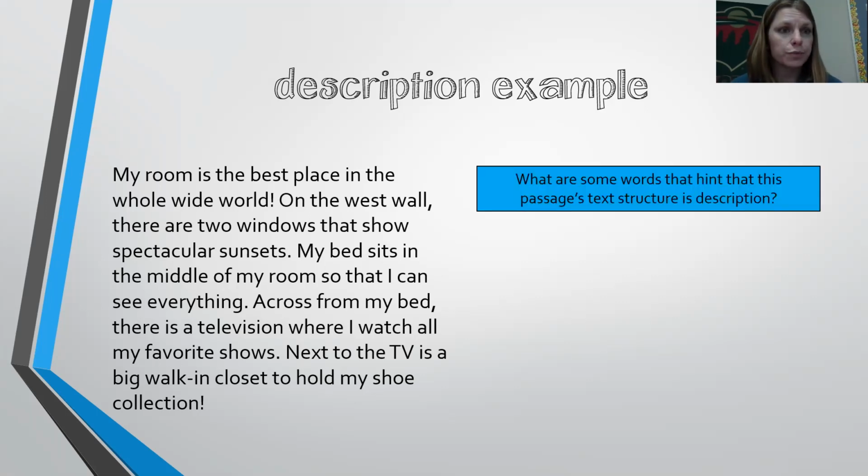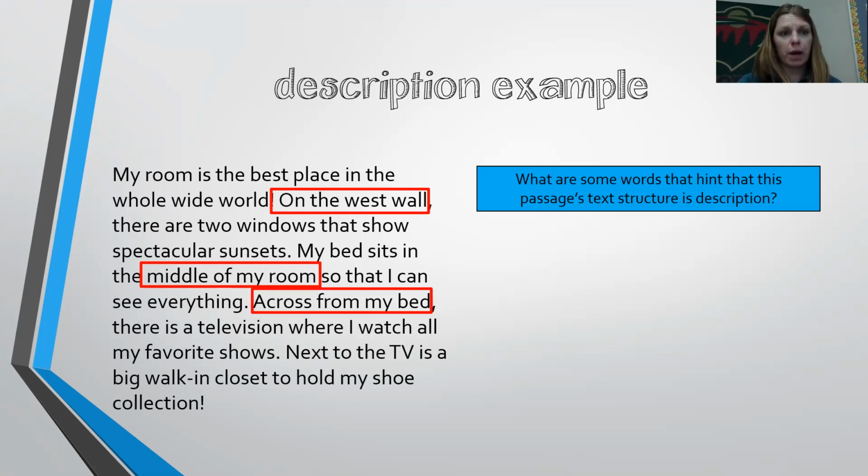What are the hint words? What can we find in here to help us know that this is a description? Well, on the west wall, showing a location or a direction. My bed sits in the middle of the room, again, a location. Across from my bed, next to the TV. You're even drawing almost like a mental map for your reader.